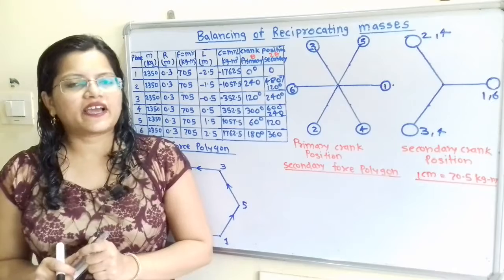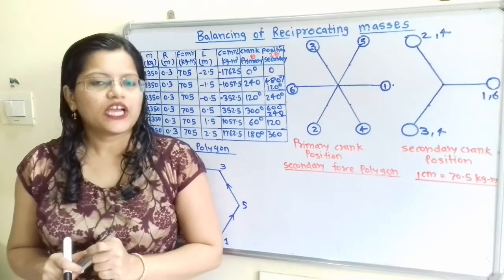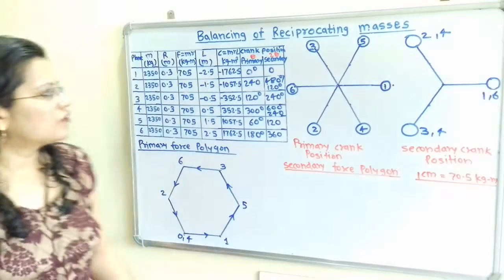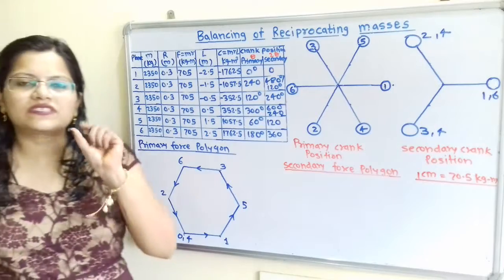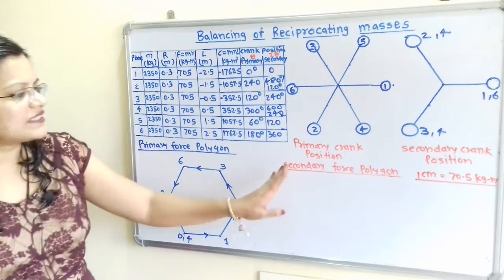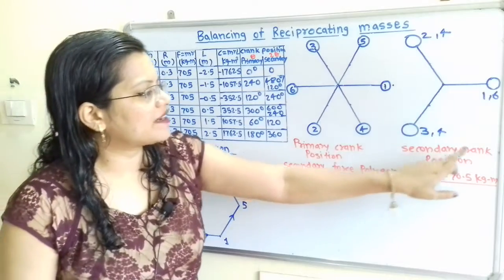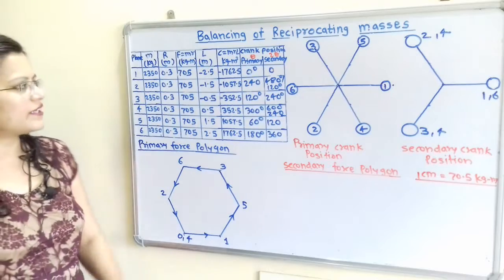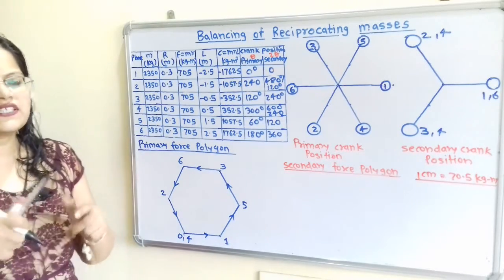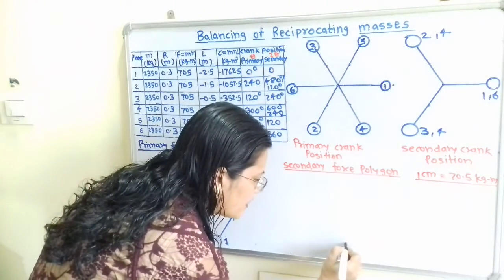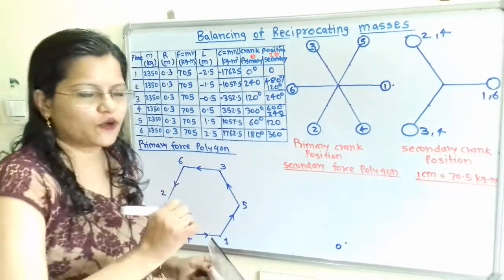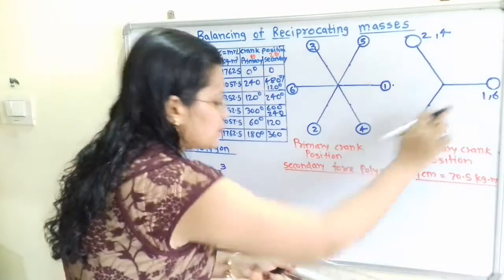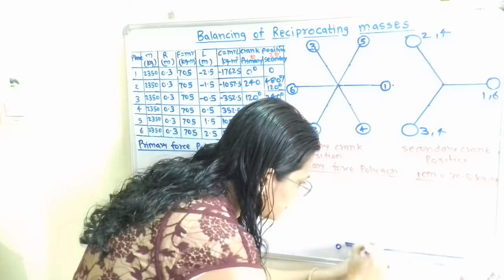Now we will draw the diagram for the secondary force polygon with scale 1 centimeter is equal to 70.5 kilogram meter. So for this 705 we have to use scale 10 centimeter. Now for the secondary force polygon we will refer to the secondary crank position. Now if we observe, plane 1 is at 0 degree, magnitude is positive, so we will consider one reference point as point 0, and now with positive magnitude we have to draw a horizontal line at 0 degree and scale 10 centimeter.